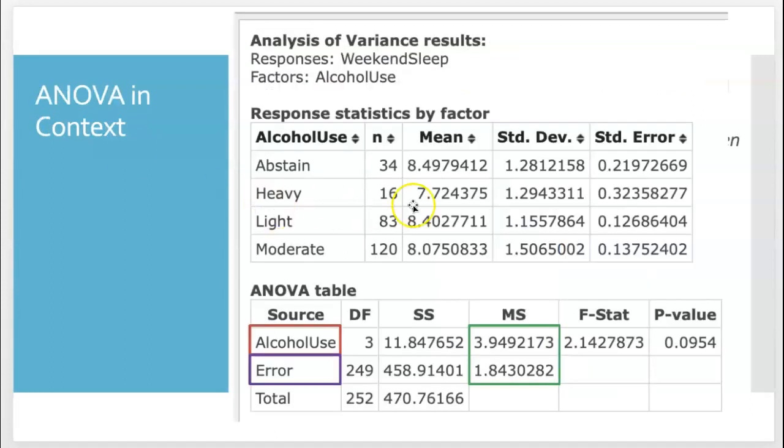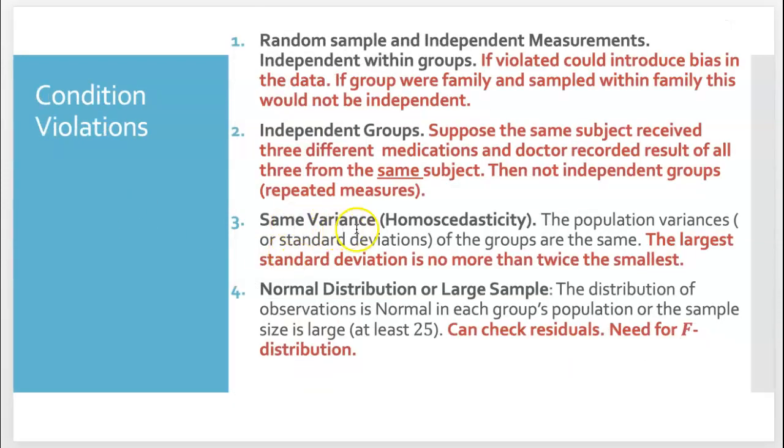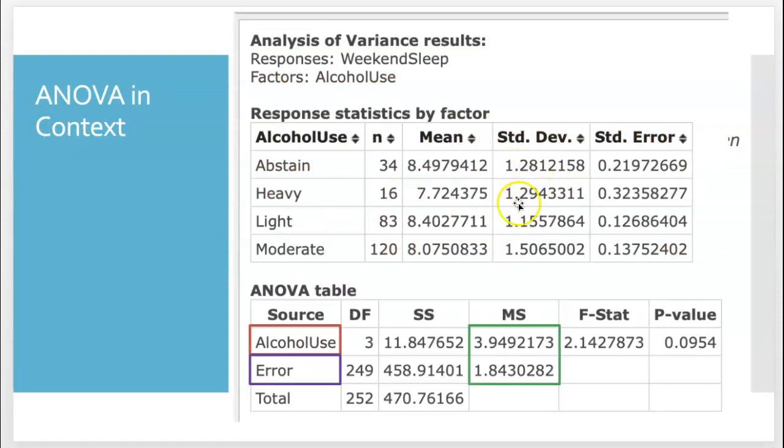The other thing we can look at, of course, is the means. They're all kind of close to each other. Abstain had the largest, heavy had the smallest on average. Then the standard deviations: we get into one of the assumptions, that the standard deviations have to be the same. This says same variance for each one. Remember, standard deviation is just the square root of it. What we're saying here is 1.28, 1.29, 1.15, 1.5. They're definitely pretty close to each other, so we'd be pretty safe here.